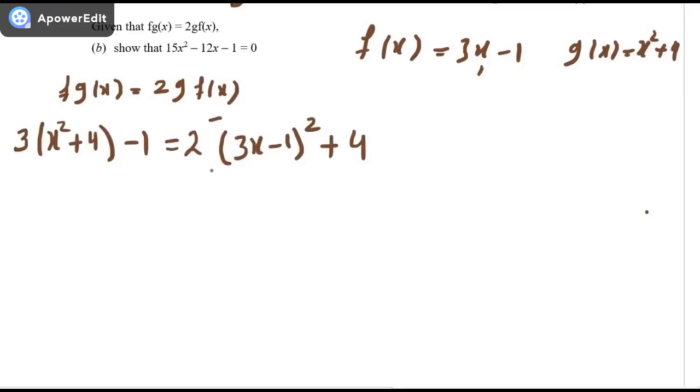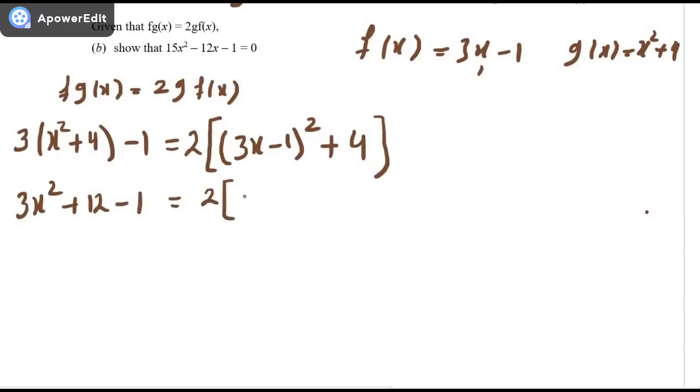Okay, I'm going to put the bracket here because this is 2 times all these values. Now I'm going to simplify this. This is going to be 3x squared plus 12 minus 12. Okay, I'm going to simplify this as well.